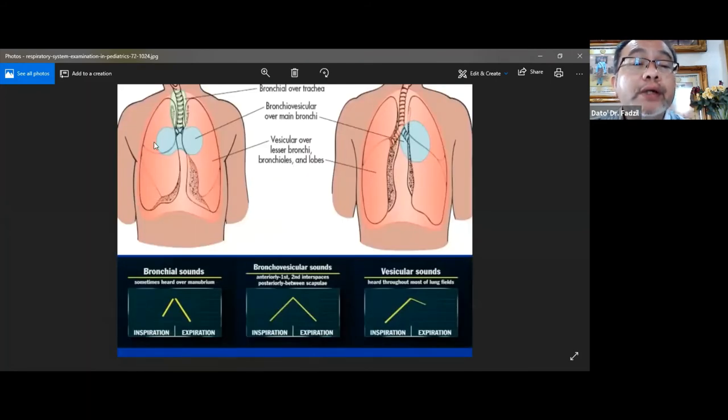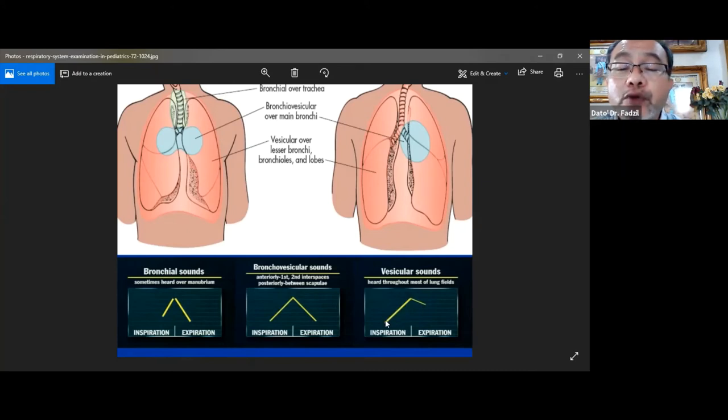Here you can see all the lung field will be vesicular breath sound. Here you can hear something, the bronchovesicular breath sound, because there are alveoli above it. And here, the airway alone, you can hear bronchial breath sound, where there's no alveoli.